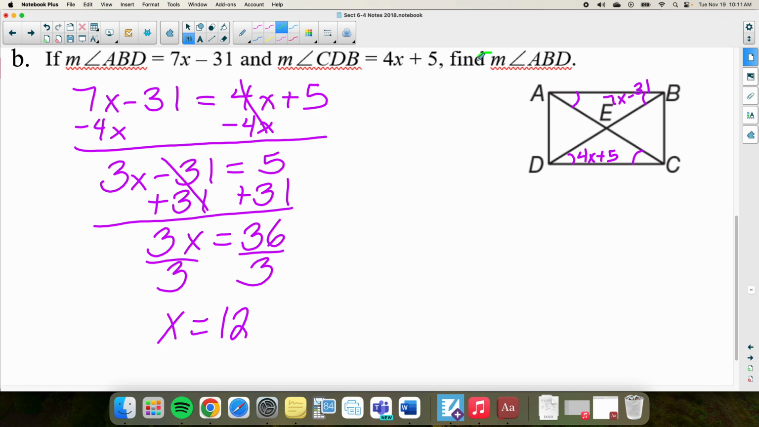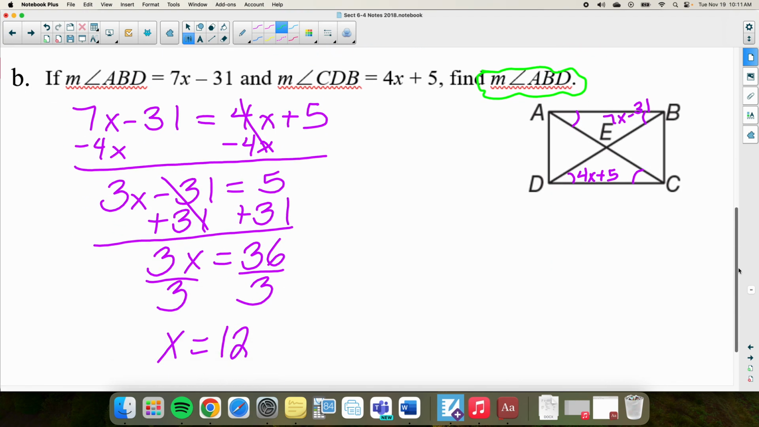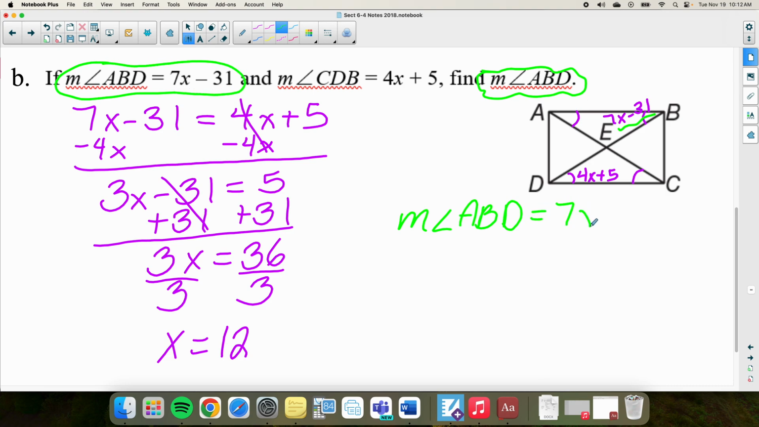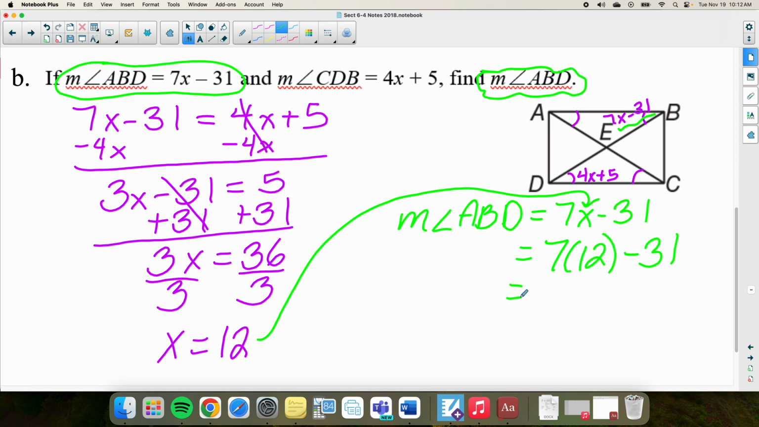But notice they want us to find the measure of angle ABD, okay? So the measure of angle ABD is right here, or right here. It's the 7x minus 31. So I'm going to take that 12 and put it here. So it's 7 times 12 minus 31, which is 84 minus 31, which is 53.